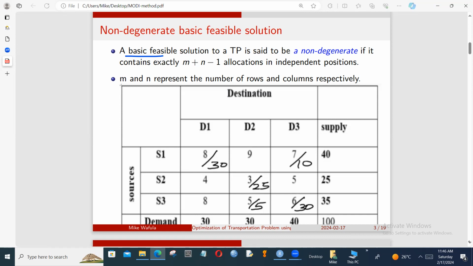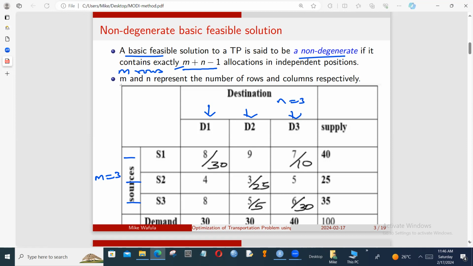So that basic feasible solution will only be said to be non-degenerate if it contains exactly m plus n minus 1 allocations in independent positions. Now, what m and n stand for is this: if I have a transportation table like the one displayed, then m represents the number of rows. In this case there are 3 rows, so m is 3. Then n represents the number of columns. So n is actually 3.